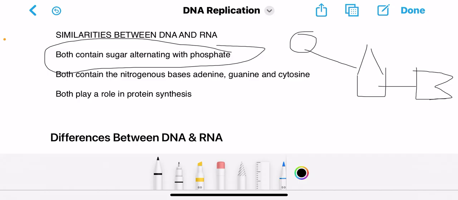Remember the nucleotide structure. We have our phosphate group here, and we have our sugar here. So both of them have alternating what? Sugar and phosphate. Now, when we mean alternating, we mean things that are attached to each other, things that rotate around each other, things that are close to each other, things that are exchanging with each other. Okay?